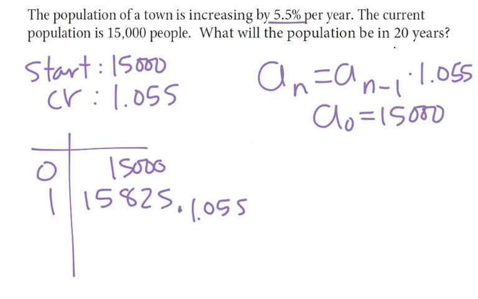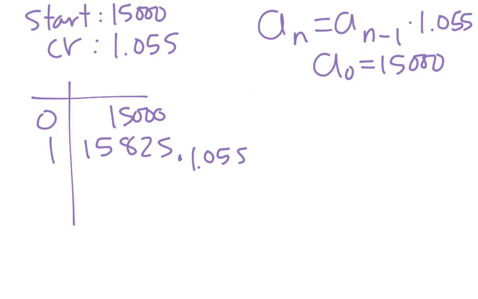Okay, now if we really wanted to figure it out, we'd have to keep going, right? And then you're going to get some ugly decimals, so I'm just going to do it on my calculator. When we do it with our calculator to get down to 20 years, it should be about 43,766.4. We can't count a fourth of a person, so about that much.